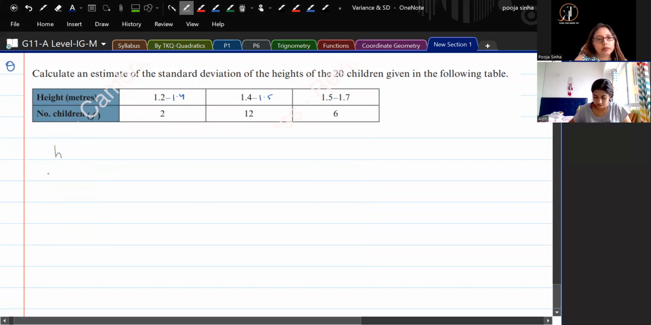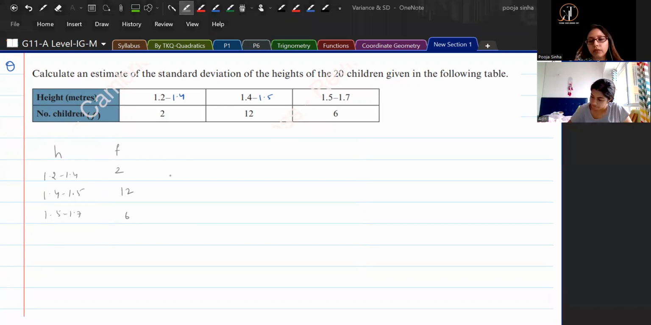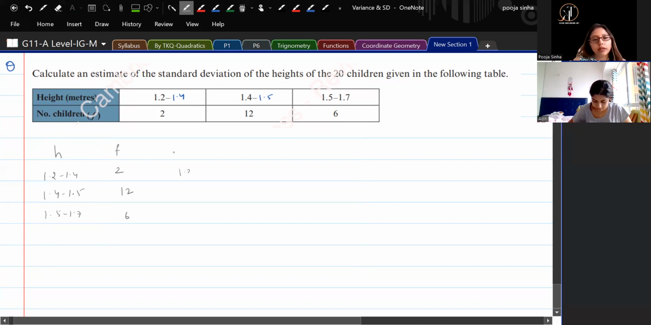Height दिया है 1.2 to 1.4, 1.4 to 1.5, 1.5 to 1.7. And it'll be frequency. So it'll be 1.2 plus 0.1, which is 1.3. Right. So mid values are 1.3. Give me a moment about this.